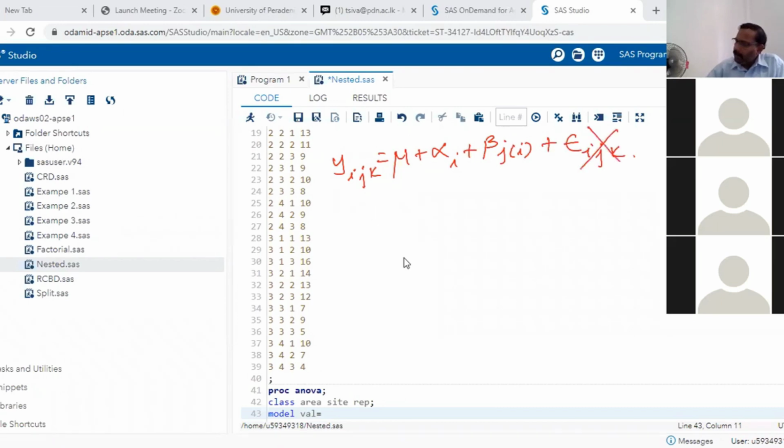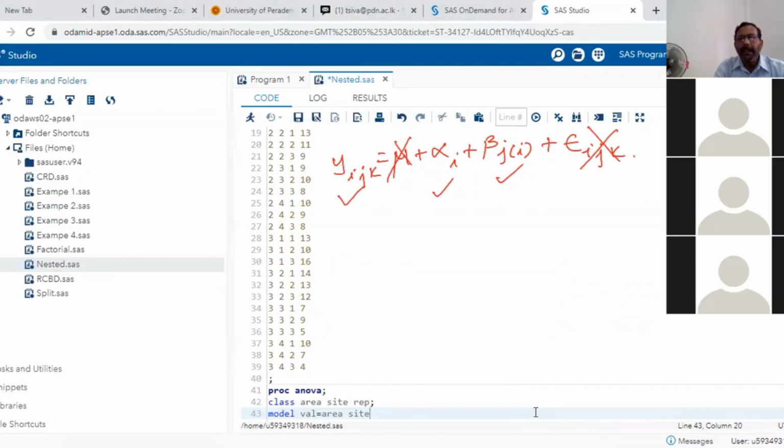Now here we don't need to enter this. We will have to enter this value, this value, this value. Now tell me how we can enter these values. I have already entered the first value as value. What is the second? What is alpha_i? It is the area. What about beta_j? Site nested into area. So I can write it as site.